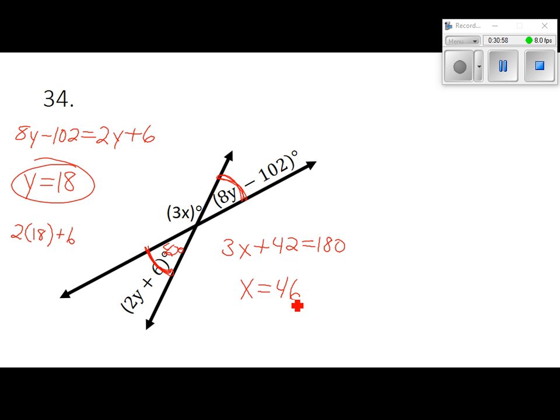Exactly. So here, look, Branson, if you're actually working it out on your paper like you're supposed to be, instead of back there annoying me, what's the first thing you gotta do to solve this? Subtract 42. Yeah. And then you'd have to divide by 3 to figure out what x is, because they didn't ask you what the whole angle was here, they asked you what x was.